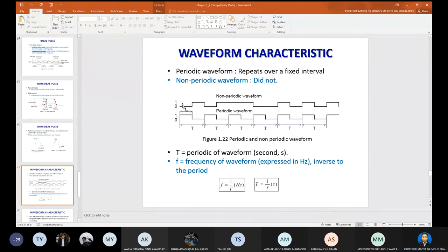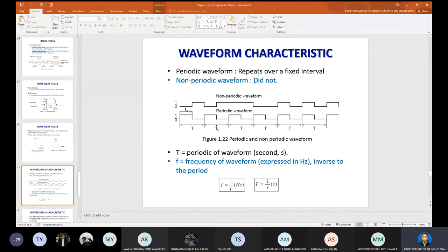Compare this one, and then this one will be a different T, and then a different T. So that's why we call it the non-periodic waveform. Compared to that, for the periodic waveform, T will be the same. The period will be the same.